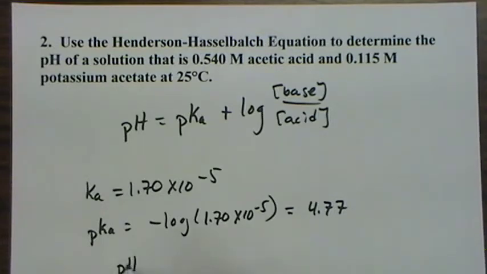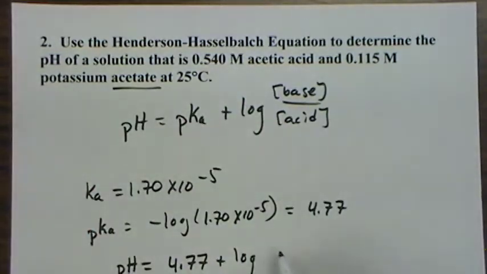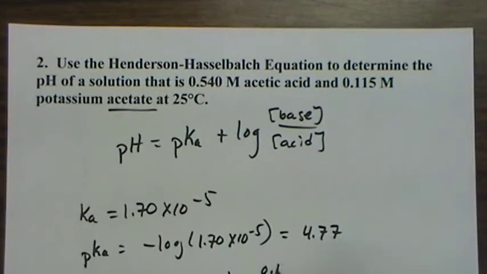Now the pH is equal to 4.77 plus the log of the concentration of the base, potassium acetate, there's the acetate, so that is 0.115 molar, over the concentration of the acid, 0.540 molar, and those cancel, and we're left with 4.10.